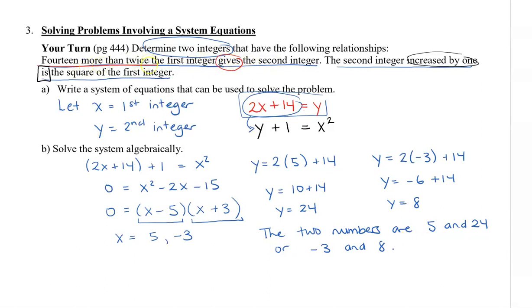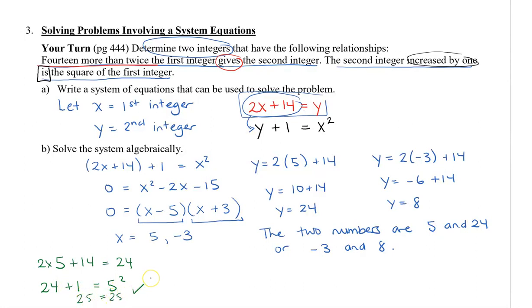So it says 14 more than twice the first integer. If I take my first integer, which was 5, and take twice the first integer, and 14 more than that, I get 2 times 5, which is 10. 10 plus 14 is 24. So I do get the second number. Now we also want to try it in the second sentence. It says the second integer, which was 24, if I increase it by 1, I get the square of the first integer. So that would be 5 squared. And I do get that because 24 plus 1 is 25, and that equals 25.